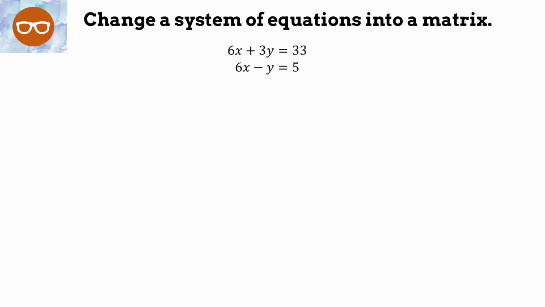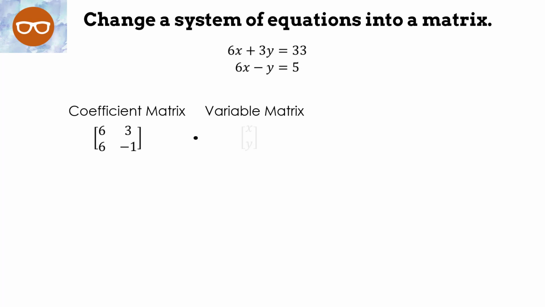Let's look at how to change a system of equations into a matrix. We will have three parts. We'll have the coefficient matrix. For this one, you'll notice that our coefficients are 6 and 6 for the x, and then 3 and -1 for the y, times our variable matrix. Now our variable matrix, of course, is x and y, equals our constant matrix, 33 and 5.